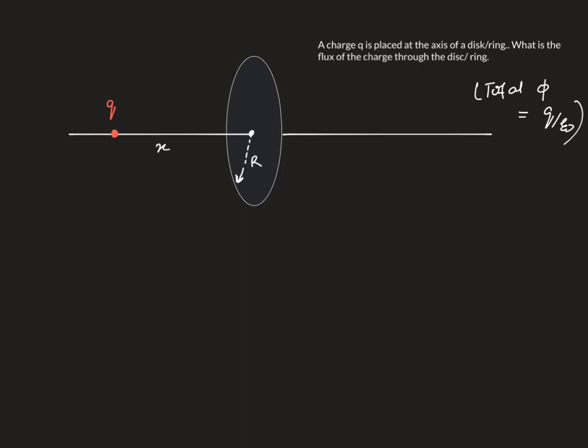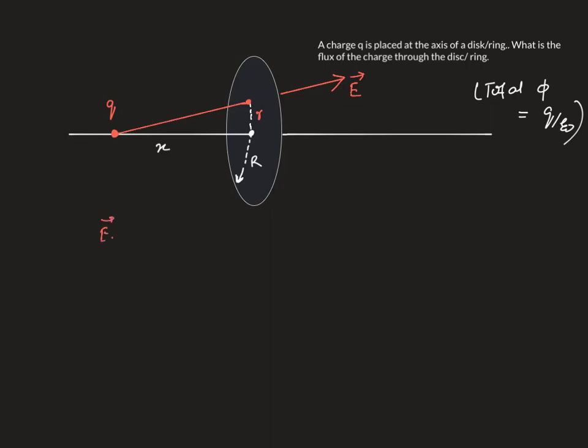So let's consider the field of the charge q at a certain point on the disk or the ring, as you like to call it, would be something like this. Now you can see that this distance is x, and we don't know what this distance is, so we will call this unknown distance r. At this distance, the field is going to be something like this. What is the field at this point P?